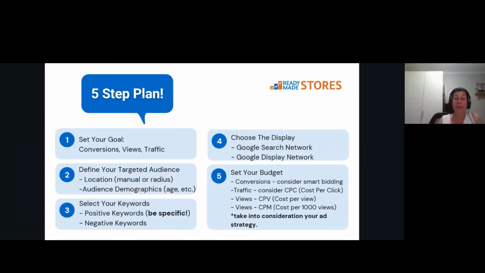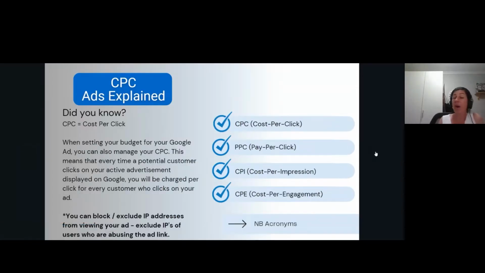You would choose the display network, whether it's search or display. Set your budget. For conversions, you would consider smart bidding. For traffic, you would consider cost per click. For views, you would think about cost per view. And you can also have what they call CPM, which is cost per 1,000 views. So you would take into consideration your ad strategy. A couple of basic ones.